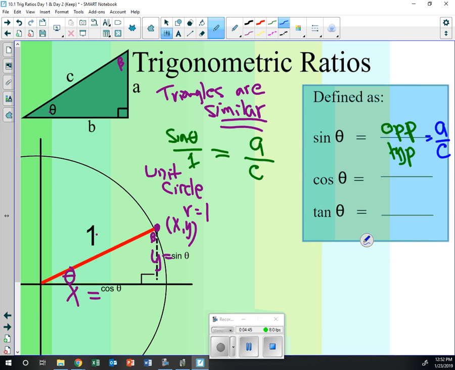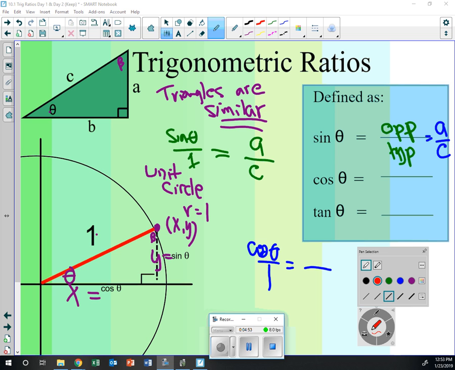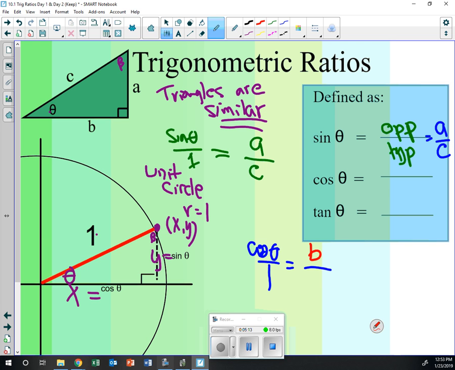You try the cosine of theta over 1. See if you can do that. What did you get for that cosine over 1? It's not the hypotenuse. What did we call this when it's next to? Does anybody remember that? Oh yeah, adjacent. So cosine is the adjacent, which is b, over 1, which is the hypotenuse c. So this is the adjacent over the hypotenuse, which is c. And I'm just going to call this b over c.